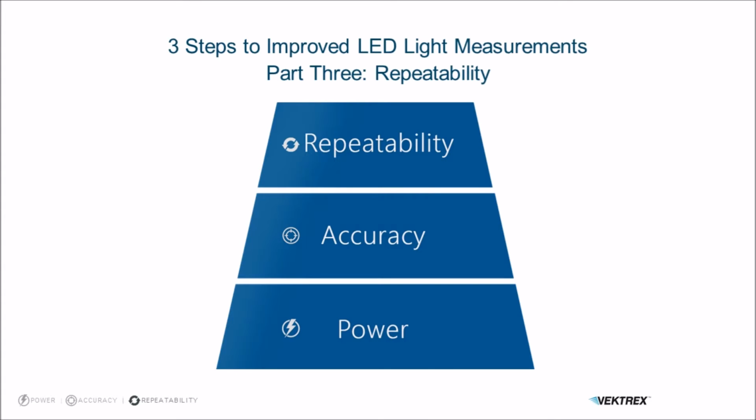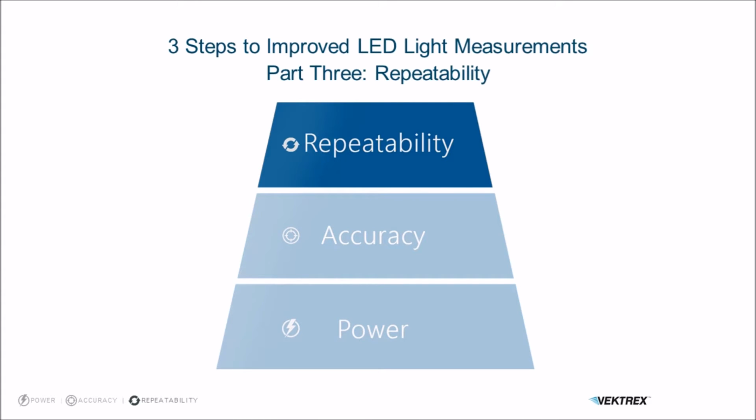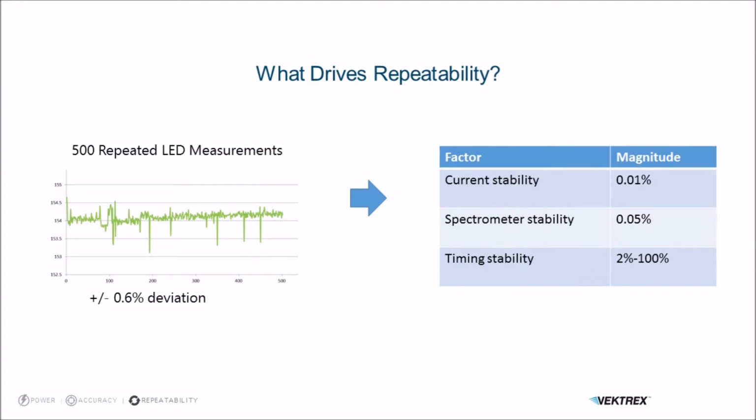Today I'm going to talk to you about repeatability, which is the third step for improved LED light measurements. Well, what drives repeatability? Here's a measurement on the left side showing 500 repeated light measurements, and you can see quite a bit of variation, actually 0.6%.